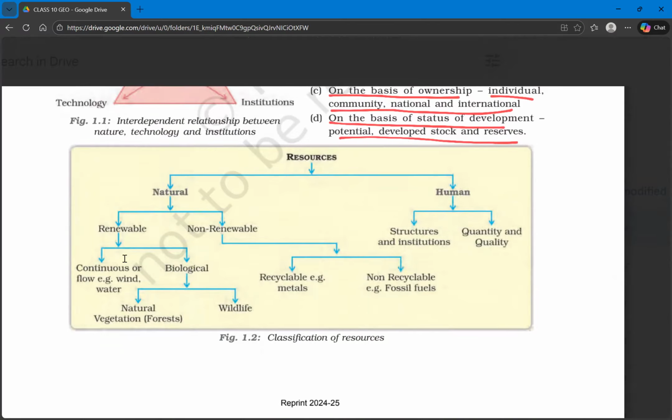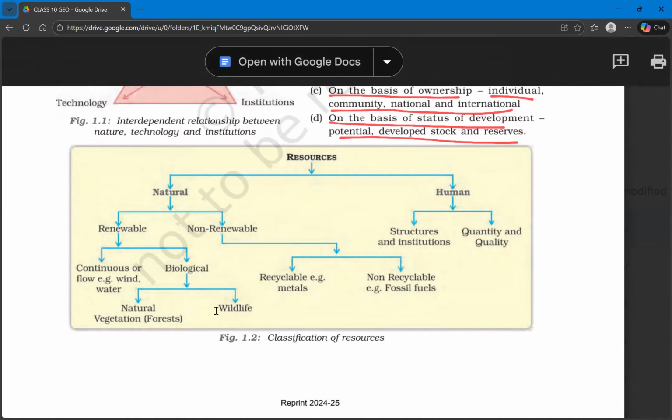So continuous means that can be reproduced instantly, like wind, water, solar, etc. Whereas biological is related to biotic sources again, like natural vegetation and wildlife. And then non-renewable. In non-renewable, we have two things, that is recyclable, like metals, whereas non-recyclable is fossil fuels. And under human made, we have structures and institutions and quantity and quality. So these are the human resources, whereas these are all the natural resources.